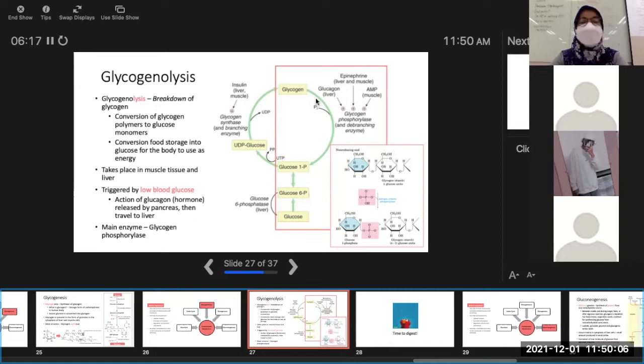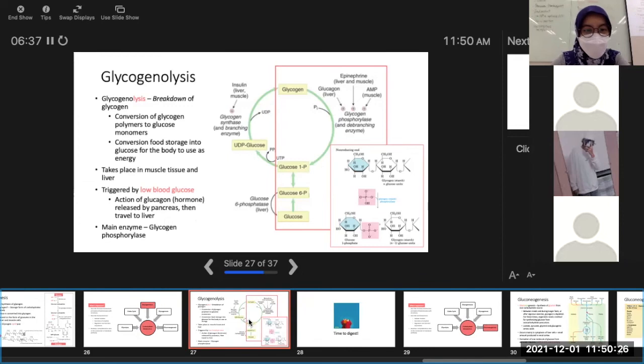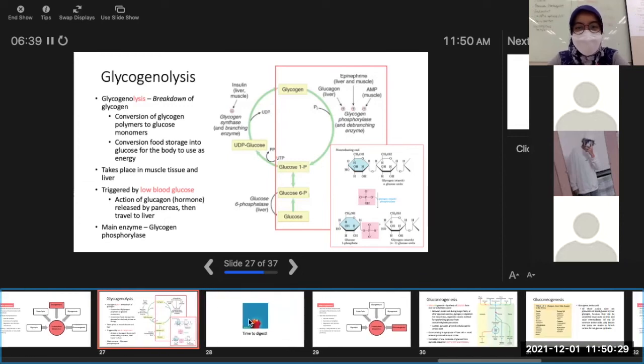Initial molecule glycogen, final molecule glucose, main enzyme glycogen phosphorylase. Site of reaction, muscle tissue and liver. Let's stick to that simple idea.